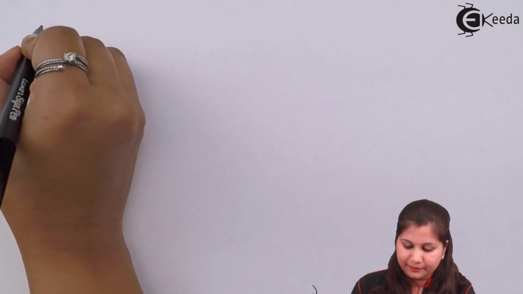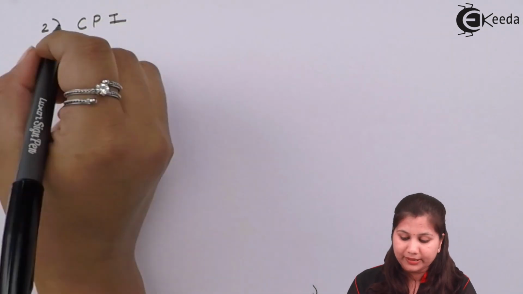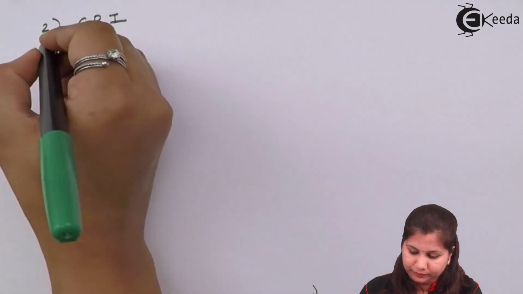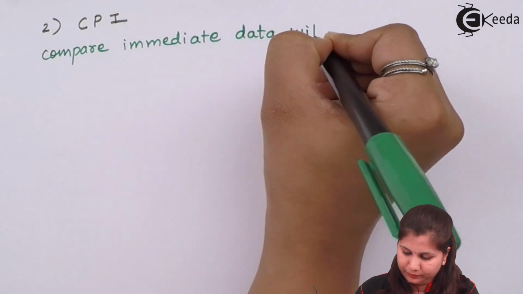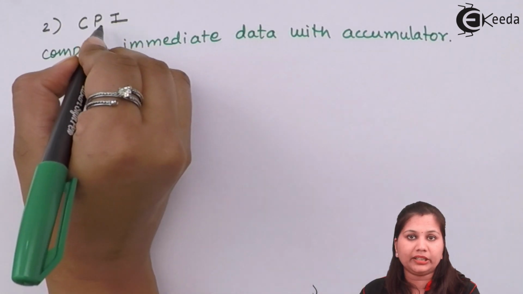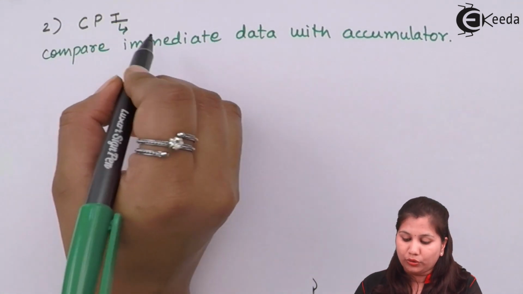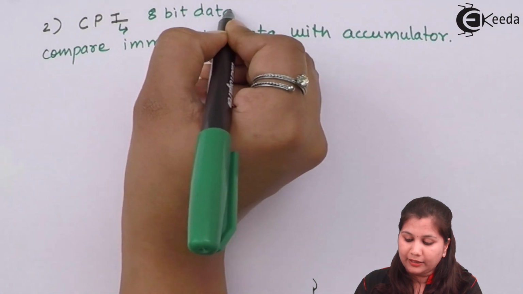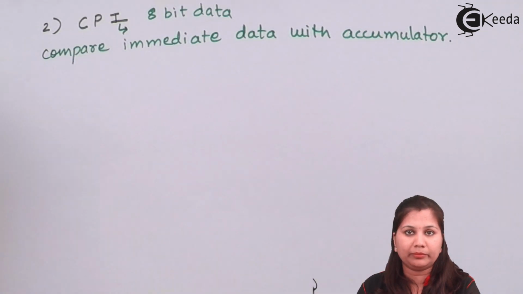Next instruction is CPI, that means compare the immediate data with the accumulator. Whenever I is written in any instruction of 8085, this I means immediate. So after CPI, an 8-bit data is written in the instruction, and the contents of the accumulator and this 8-bit data are compared, because the accumulator is also an 8-bit register.